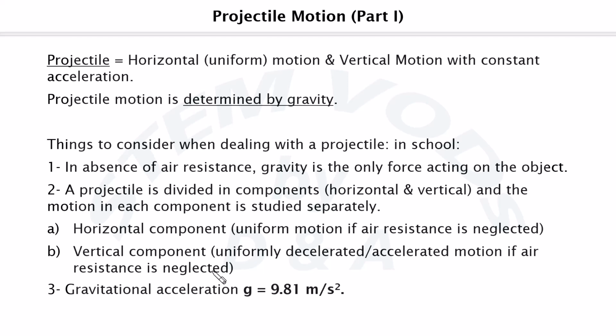The value of acceleration caused by gravity is 9.81 meters per square second near the Earth's surface and is taken as constant when dealing with a projectile. The vector of such an acceleration is directed downwards since Earth pulls all objects downwards. Gravitational acceleration is denoted as lowercase g.